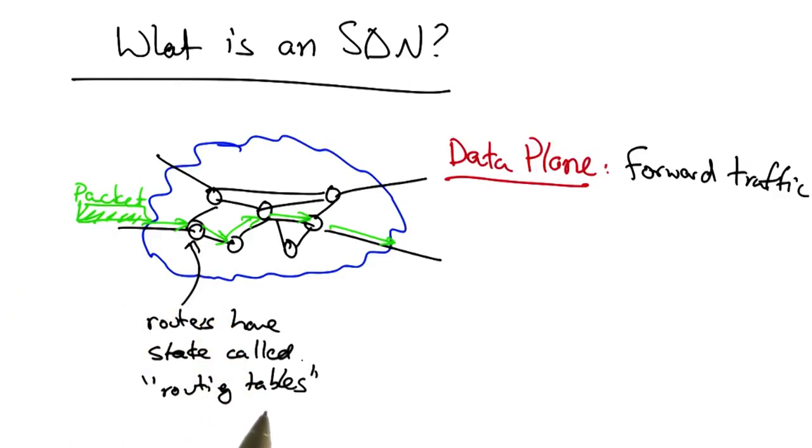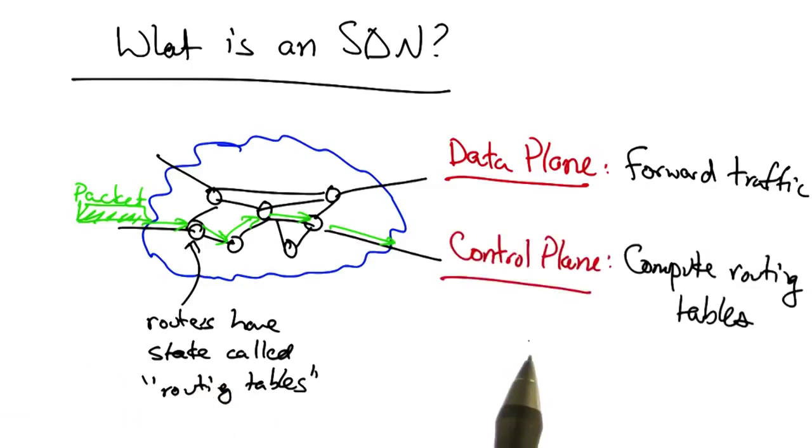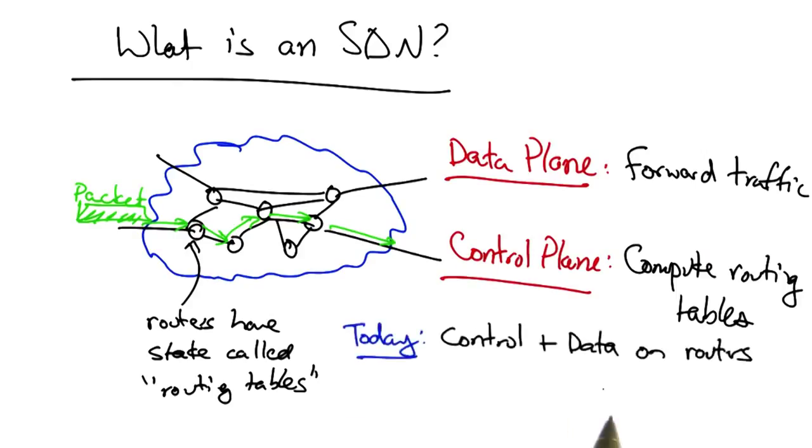The state that lives in each of these routers that allows the routers to make these decisions about how to forward packets are called routing tables. It's the job of the network's control plane to compute these routing tables. In conventional networks, the control and data plane both run on the routers that are distributed across the network.